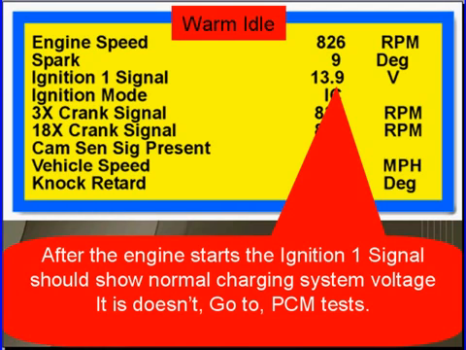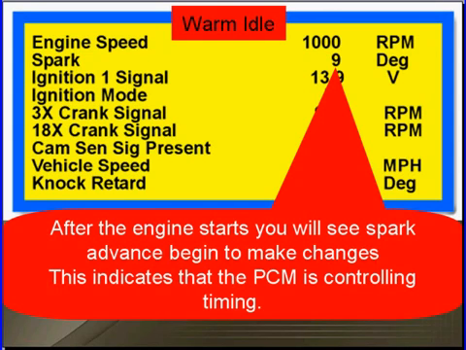After the engine starts, the ignition 1 signal should show normal charging system voltage. If it doesn't, go test the PCM. And don't forget that the charging system has to be good. After the engine starts, you'll see spark advance begin to make changes. This indicates that the PCM is in fact controlling timing.